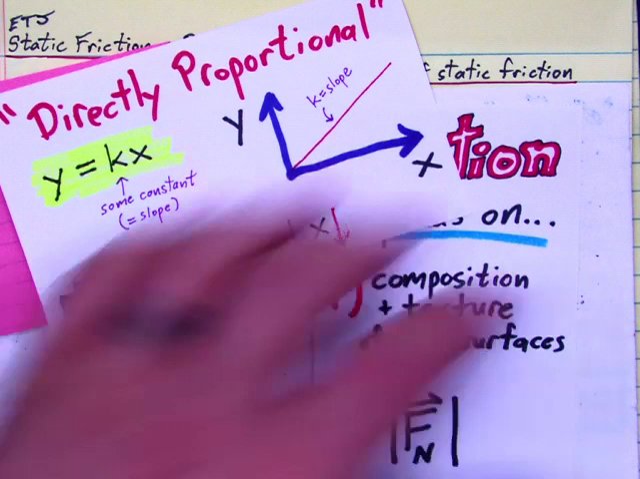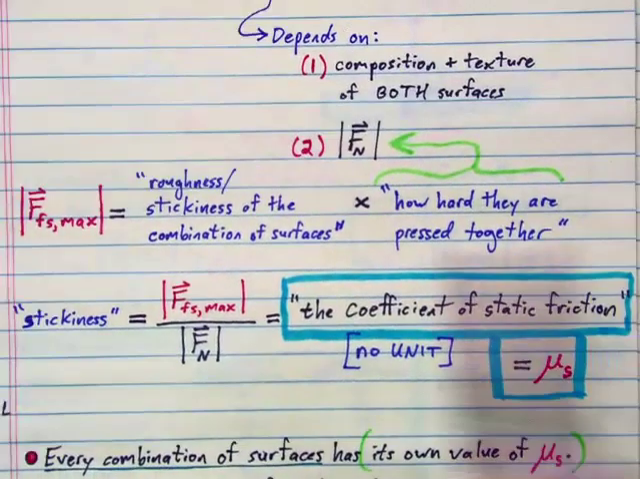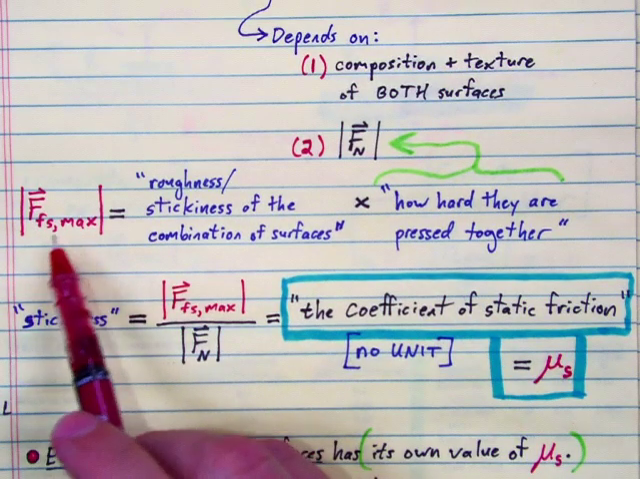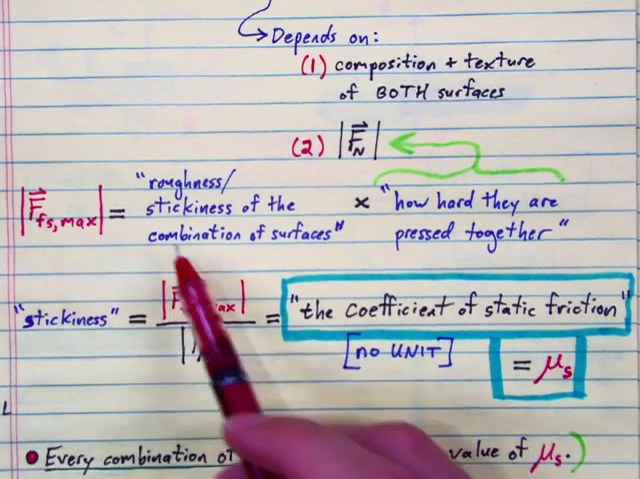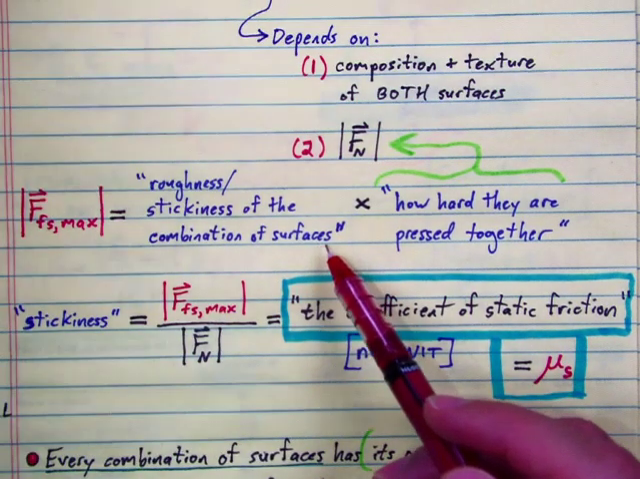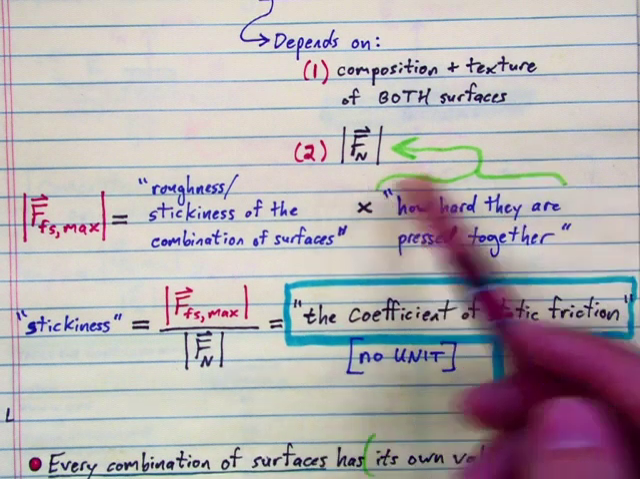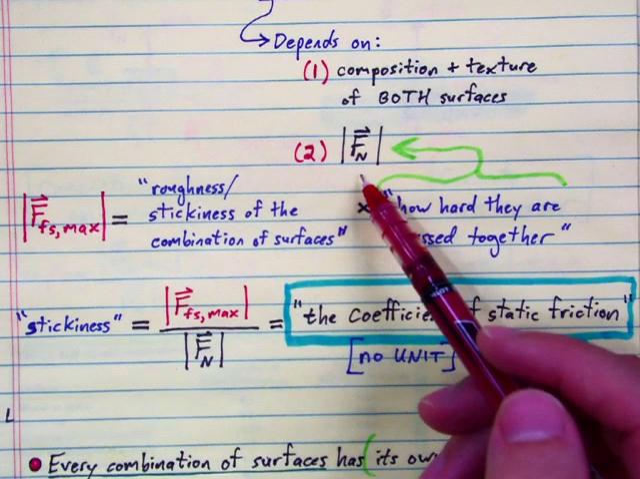Put into a descriptive word equation, what we're saying is that the magnitude of the maximum force of static friction is equal to the roughness or stickiness of the combination of surfaces times how hard they are pressed together, by which we mean the magnitude of the normal force.